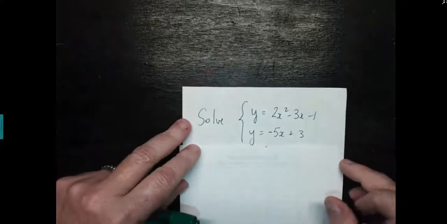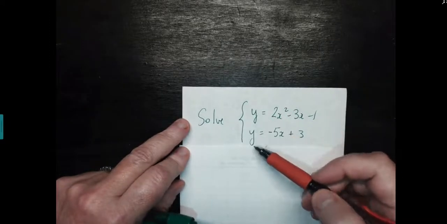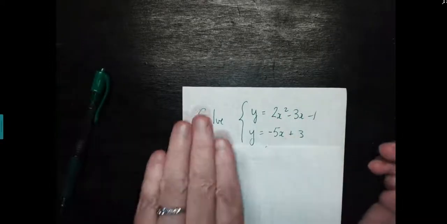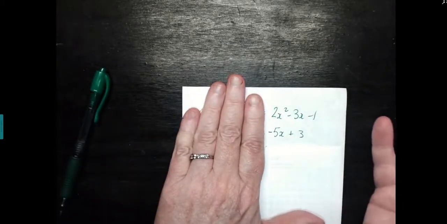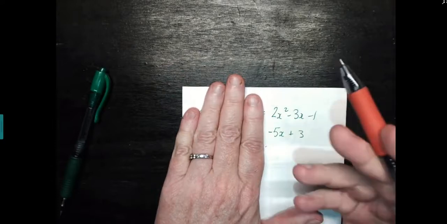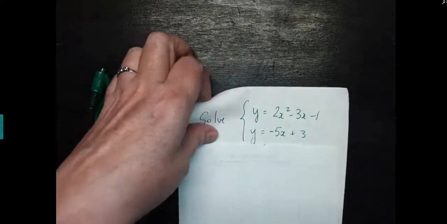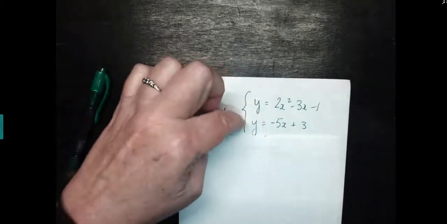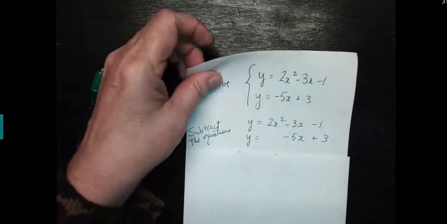And then my last example is we want to solve this. Now notice in this one, they're both equal to y. They're both equal to the same thing, so you could put them equal to each other and then get everything over to 0. That's one way to do it. Another way to do it is you could take these two equations and subtract them. So that's what I did.